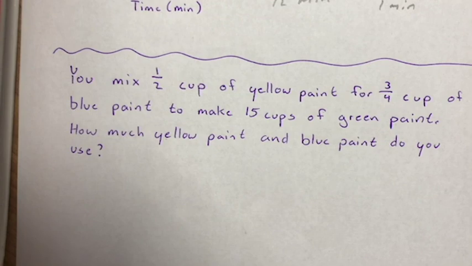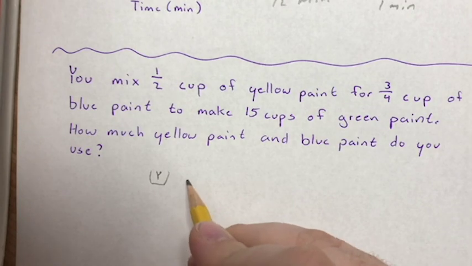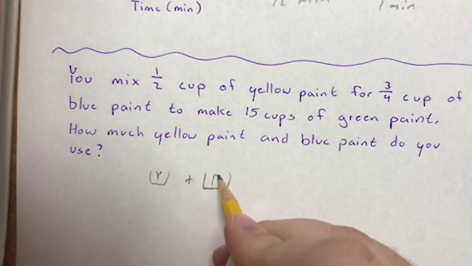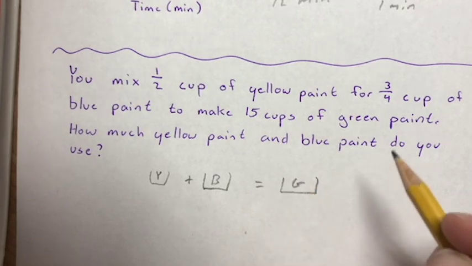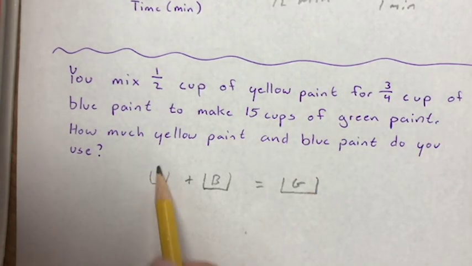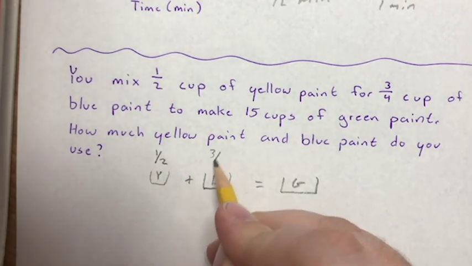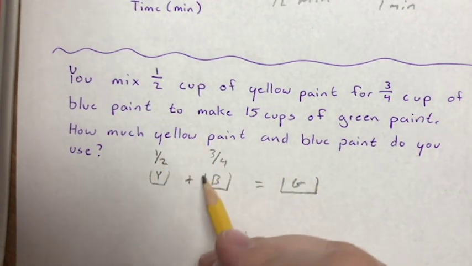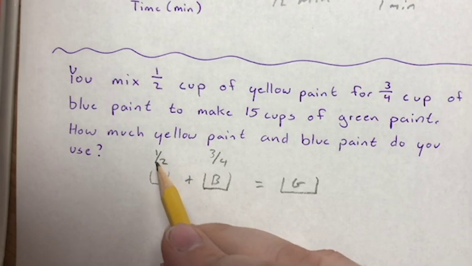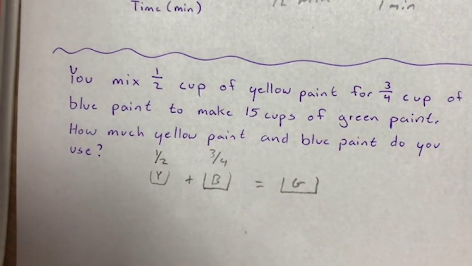Well, here's the thing. You have some yellow paint, and you are going to mix it with some blue paint, and that's going to give you some green paint. But the thing is, you know how much you're going to mix here, 1/2 cup. You know how much you're going to mix here, 3/4 cup. But just figuring out what does this equal to? If I mix 1/2 cup of yellow and 3/4 cups of blue, how many cups of green do I actually have? Well, when I add it up, let's do it.